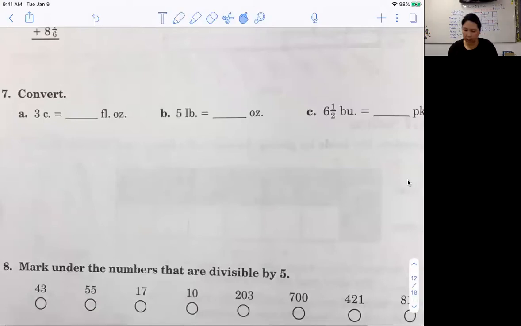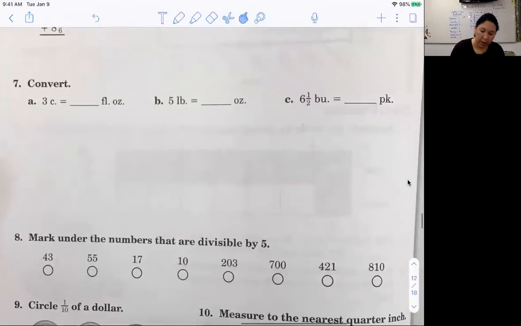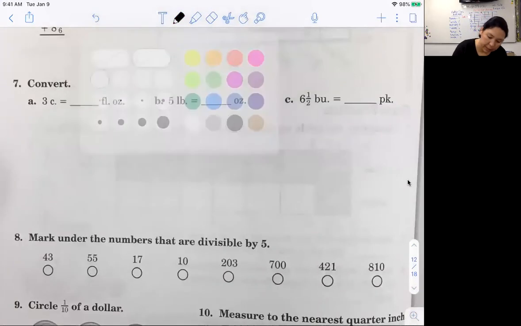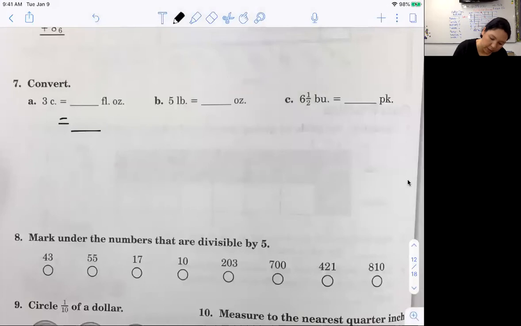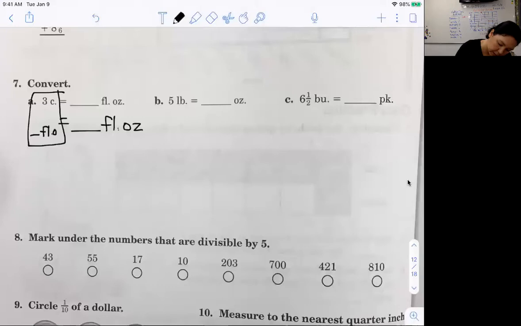So let's go ahead and look at the first one. 3 cups equals blank fluid ounces. Okay, so our first step is to bring down what they want our answer in, fluid ounces. And then we box the one that doesn't match. Well, that's this, right? 3 cups. So what are we changing 3 cups to? We're changing cups to fluid ounces, okay? And we put our 1, 2, 3.